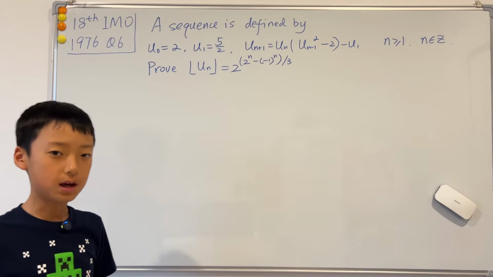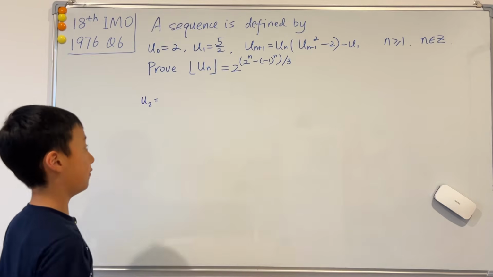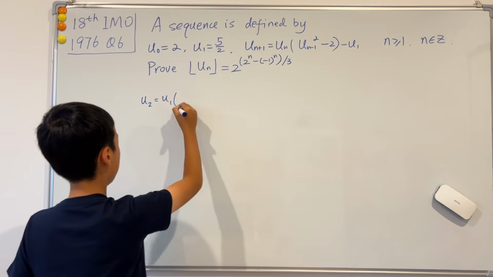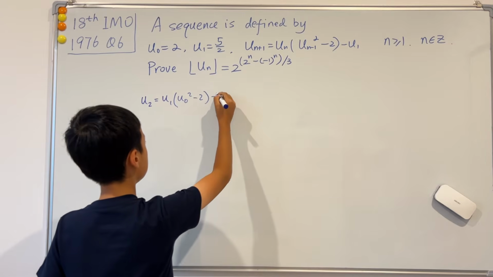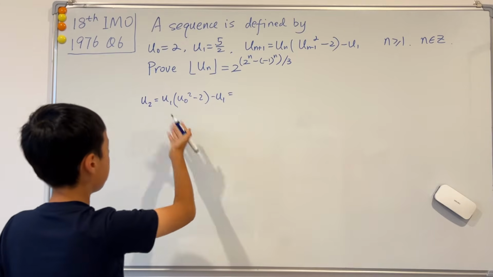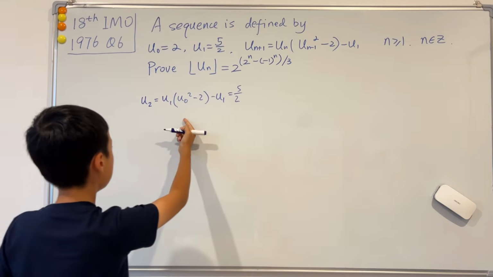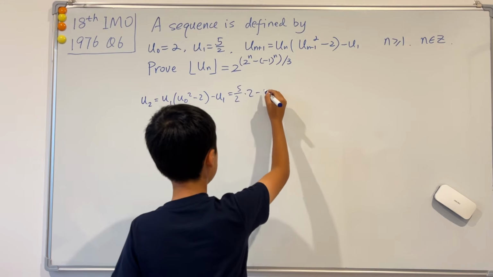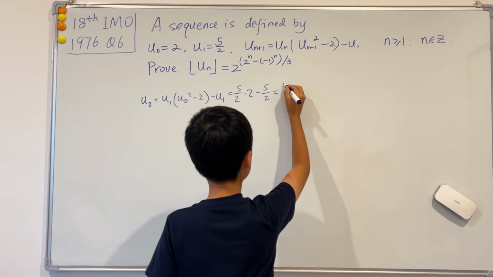For example, what about u2? Well, lucky for us, there is a formula that does it for us. So u2 is equal to the one before, u1, multiplied by u0 squared minus 2 and then minus u1. So if we expand this and plug everything in, we get u1 is 5 over 2, u0 squared is 4 minus 2 is 2, so times 2, and minus 5 over 2. So this is just 5 over 2.